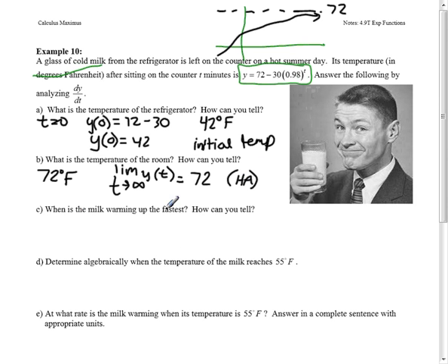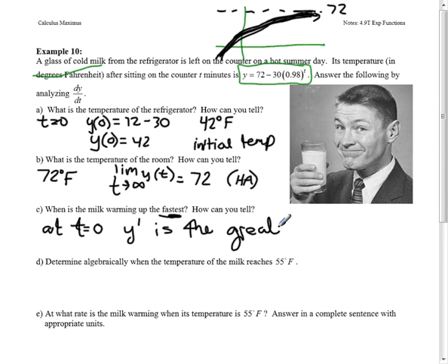Alright, when is the milk warming up the fastest? Anytime we're talking about a rate of change, we're talking about a derivative. So when is the milk warming up the fastest? That would be at t equals 0. And how do I know that? Because that would be the slope of this. Oh, this is a terrible function. It should be more round. So the slope of that function, y prime, is the steepest, or the greatest, there. The y function is the steepest right at the beginning point, and then it kind of levels out a little bit.